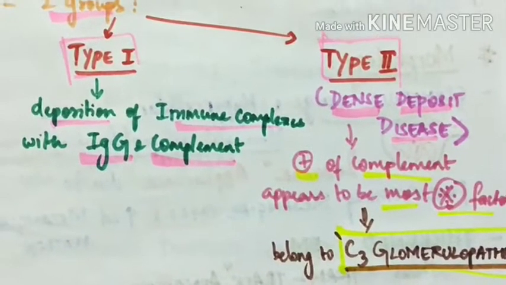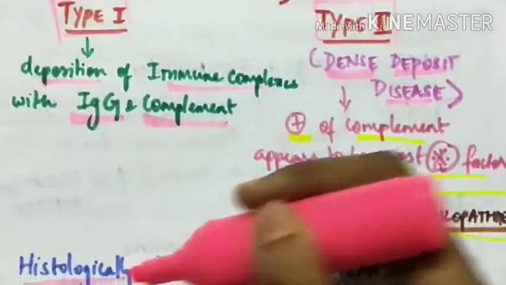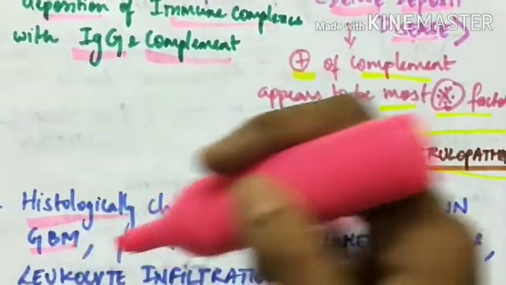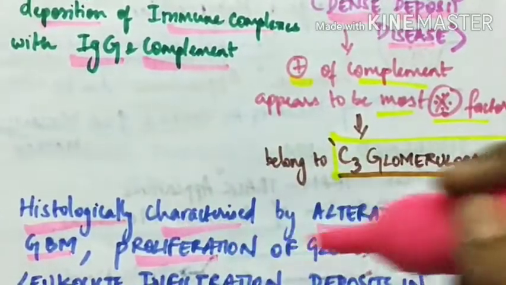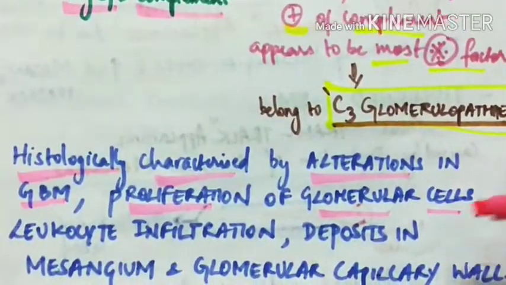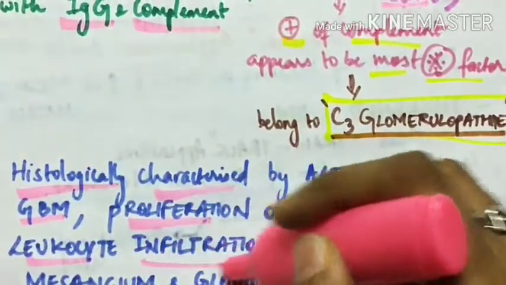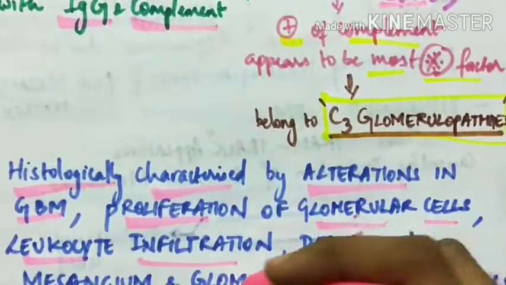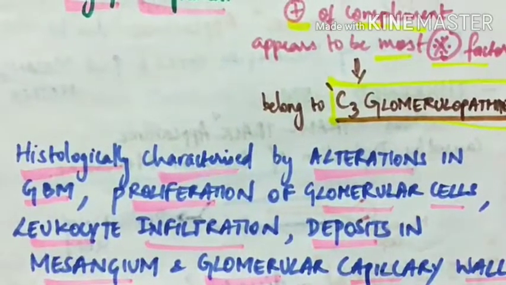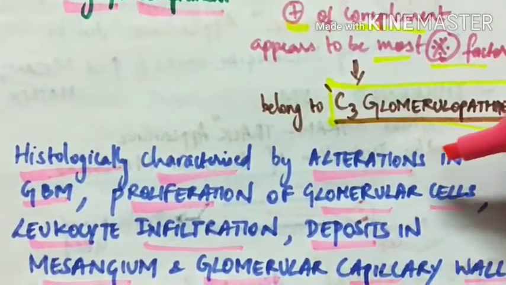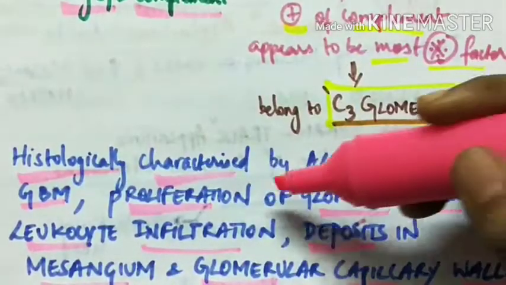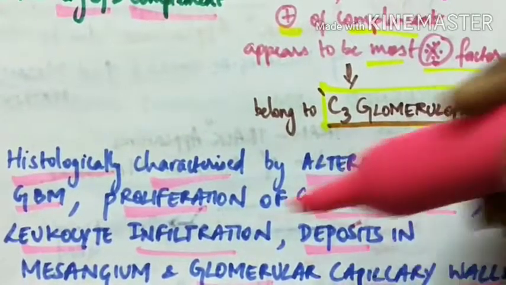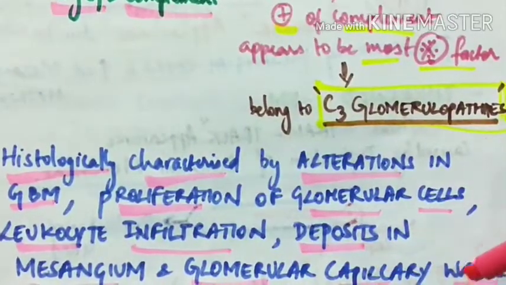Membranoproliferative glomerulonephritis is histologically characterized by alterations in the glomerular basement membrane, proliferation of the glomerular cells, along with leukocyte infiltration, deposits in the mesangium and the glomerular capillary walls. So the histological features are alterations in the glomerular basement membrane, proliferation of glomerular cells, leukocyte infiltration, and deposits in the mesangium and the glomerular capillary walls.